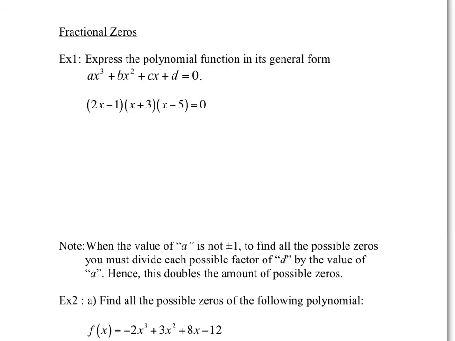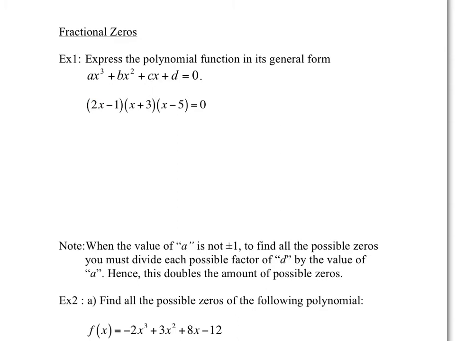Okay, so next thing we're going to look at is fractional zeros. So express the polynomial function in its general form. So this is the general form, so it's just expanded. So here are 3 factors. Notice that there's a 2 in front of the x here. And how is this going to change things?